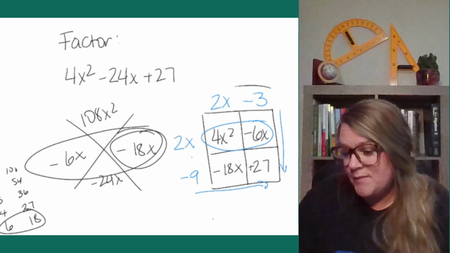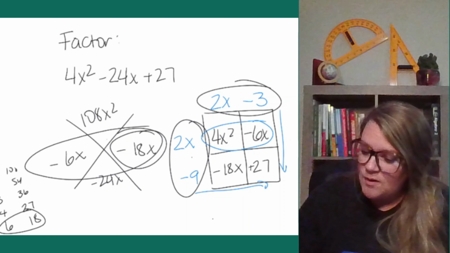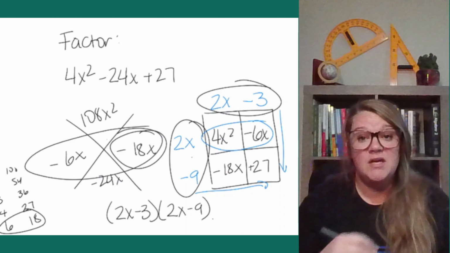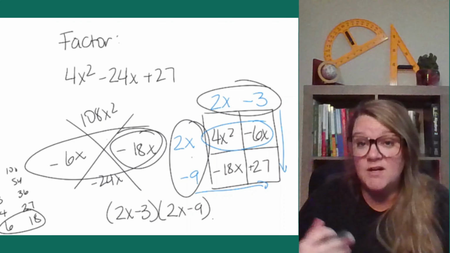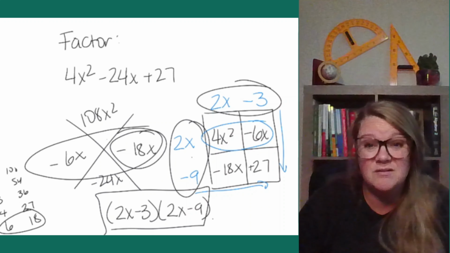So again, I have my answers. They're just along the horizontal and vertical axis. So our first one is going to be 2x minus 3. And our second one is going to be 2x minus 9. If I guessed and checked this one, eventually I would have gotten to the exact same answer, this one right here. Just might have taken me a little bit longer.